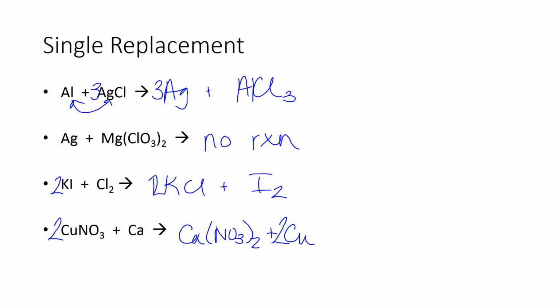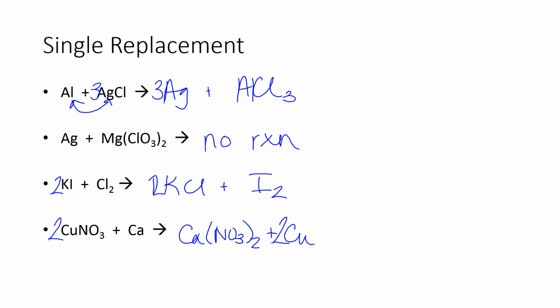So feel free to pause the video if you feel comfortable with single replacement. I'm going to walk through these for whether they can replace or cannot. So the first one, we have aluminum and silver chloride. Aluminum is a group 3 metal, silver is a transition metal. So this should occur. So the aluminum is switching places with the silver.